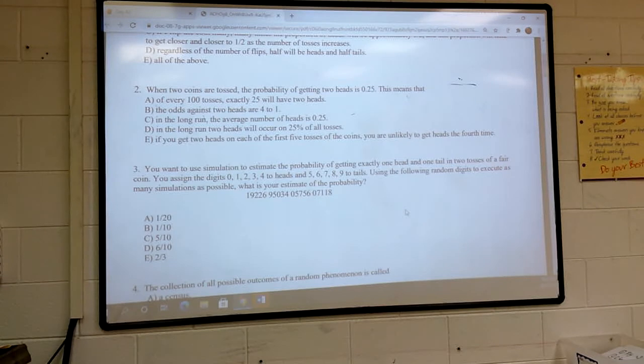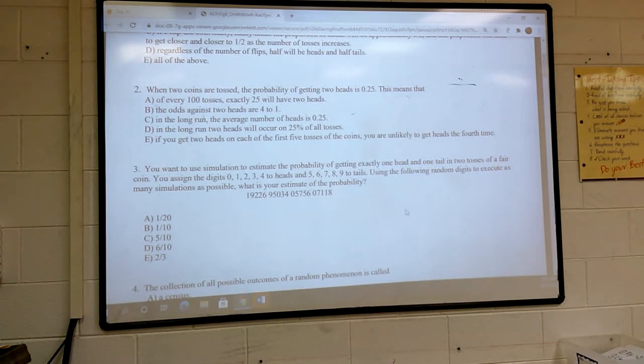In the long run, the average number of heads is 25%. Is that right? In the long run, the average number of heads is 50%. Yeah. So that was kind of tricky. In the long run, 2 heads will occur on 25% of all tosses. When you do 2, so that is true. It's D. It sounds a little different. I think in the long run, when you're flipping 2 coins at a time, you get 2 heads 25% of the time.